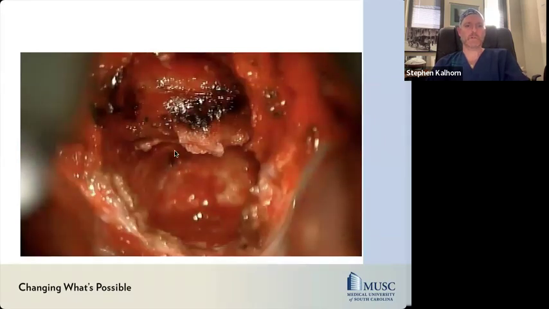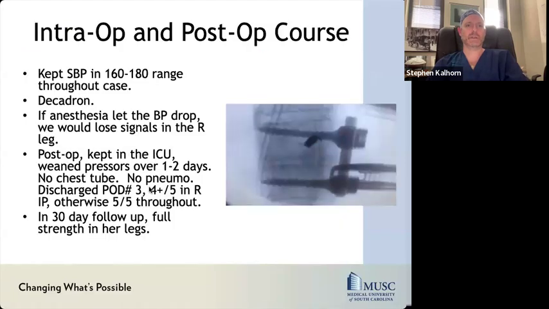And then eventually you pull the thoracic disc herniation off. That's the thecal sac at the top, and then you're done. So this is someone who has a very large thoracic disc herniation. Her blood pressures, if you let them drop even during surgery, you'd lose signals in the right leg. So we kept her in the ICU post-operatively, kept her on pressors for a couple of days.